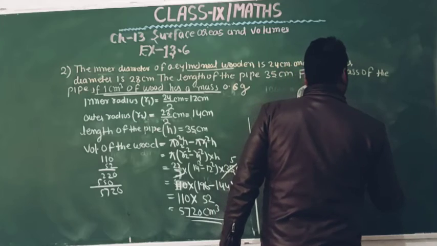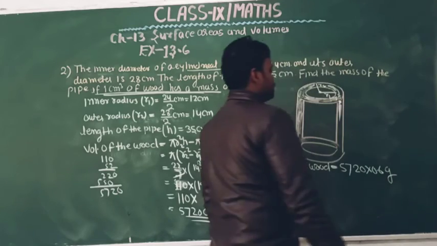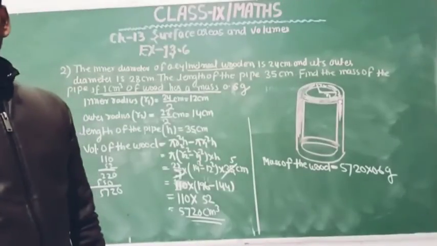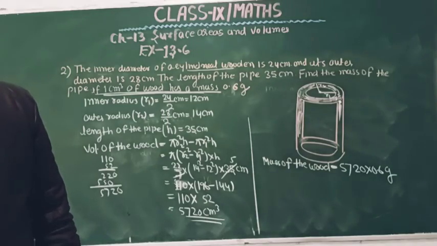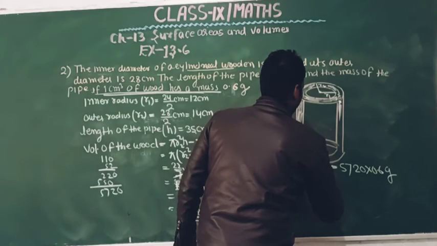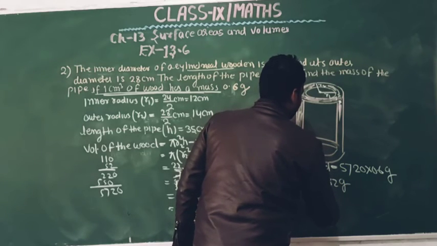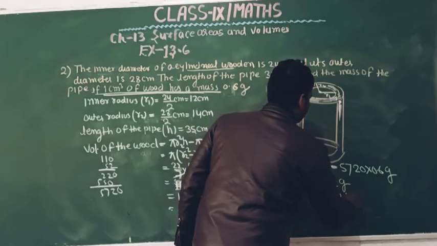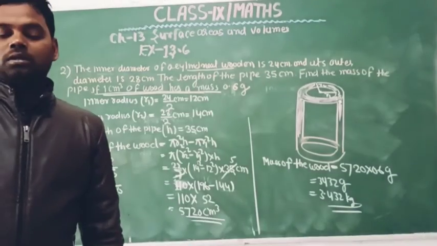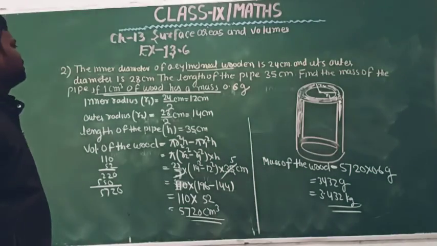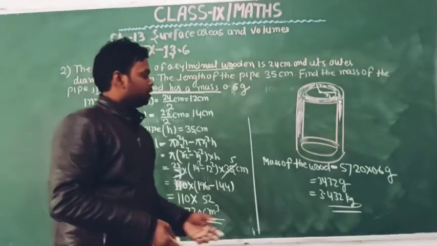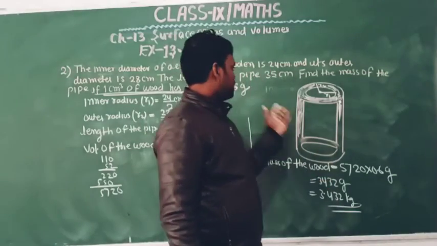centimeter cube has 0.6 gram each, means multiply by 0.6 gram, so we will get overall 3432 gram, and in kg this is 3.432 kg. So this is the mass of the wood or cylindrical wooden pipe. So this is the required answer of this question.